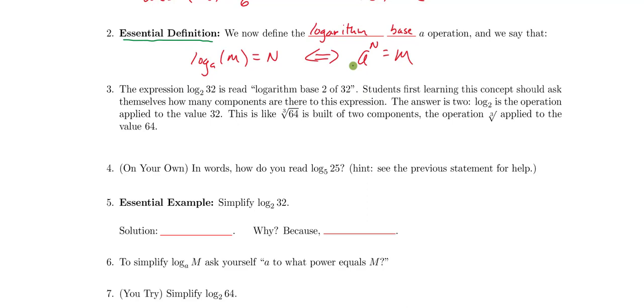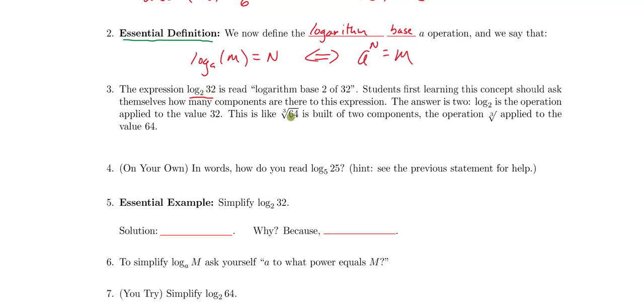Okay, before we dive into an example, let's make sure we've got the vocabulary correct and that we're using it correctly. The expression that you see right here underlined, we're going to read as the logarithm base 2 of 32. Practicing reading that, this would be the log base 2 of 32, or the logarithm base 2 of 32.